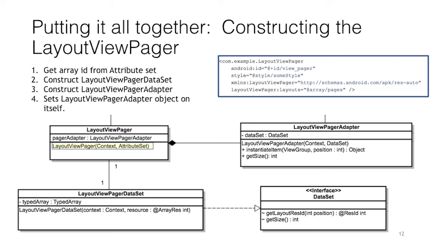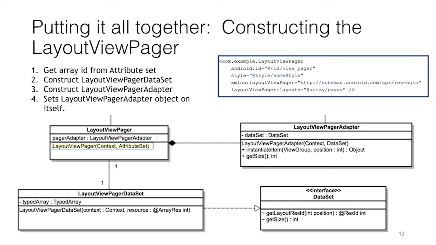When this is encountered, our constructor is going to be called, and the constructor is going to do four very important things. It turns out that it's going to get passed the attribute set. The attribute set is, loosely speaking, the hand-wavy explanation, all the stuff that's in the XML. We're not interested in all of it, but we are interested in this layouts attribute. And it turns out it's rather easy business, in step number 1, to get that array ID and tease it out of the attribute set.